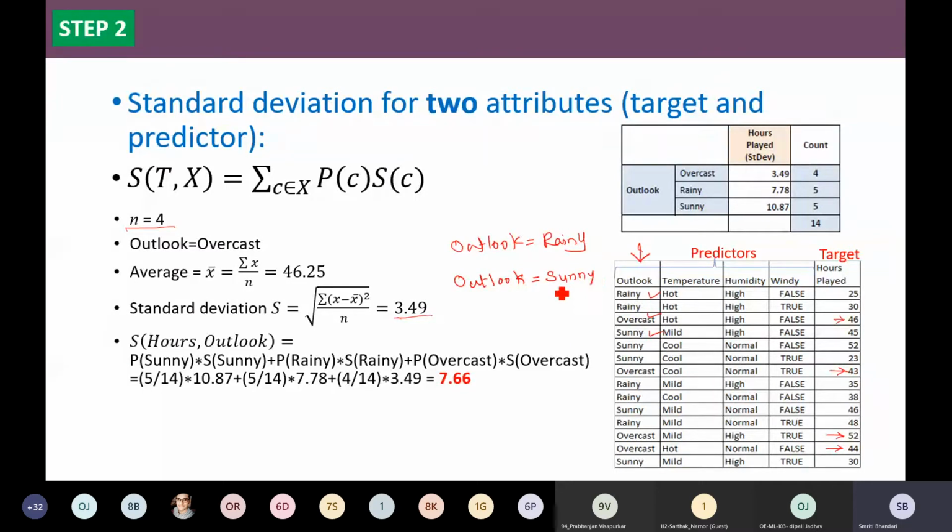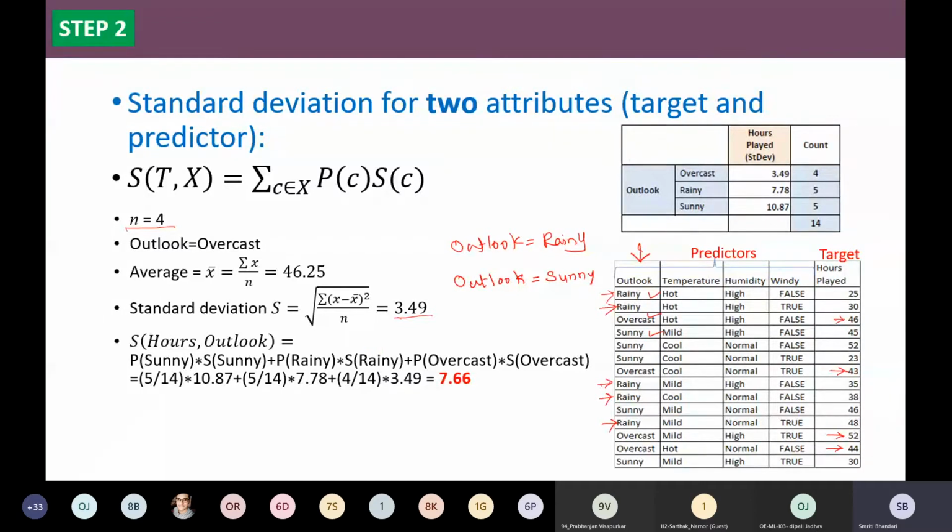To compute outlook equal to rainy, we are supposed to filter our training data set such that we have the samples wherein the outlook value is rainy. So for rainy, how many samples do we have? 1, 2, 3, 4 and 5 samples. So the respective 5 target values we are going to consider and find out the standard deviation for rainy. Similarly, we are going to find out the standard deviation for outlook equal to sunny.